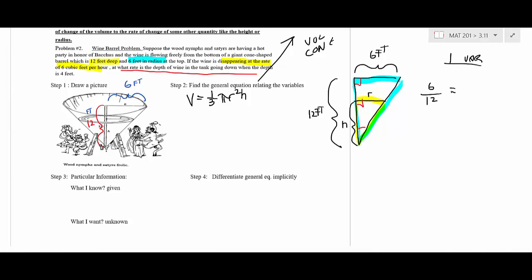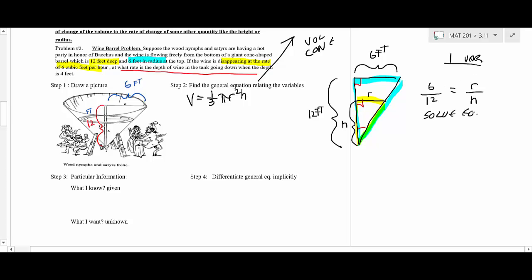6 over 12, what does that relate to? R over h, good, right. 6 is the radius, so the radius goes there. 12 is the height, that goes there. So what I'm going to do is solve this for r. Now I'm going to talk about why I'm going to solve it for r.